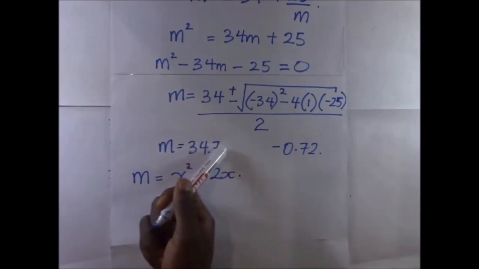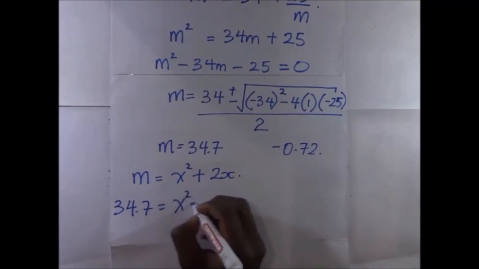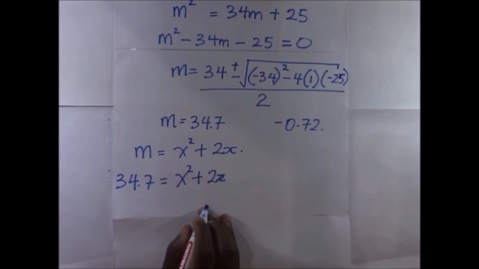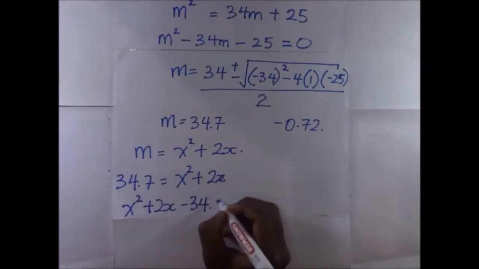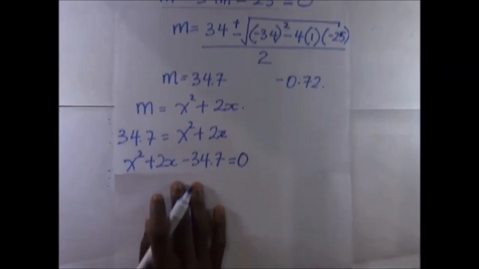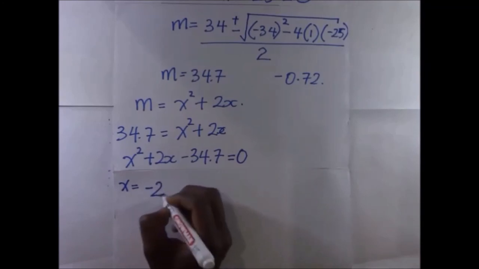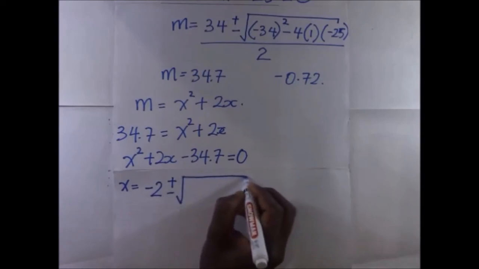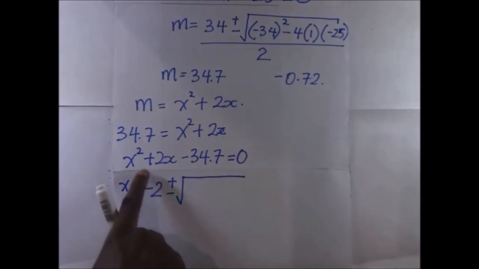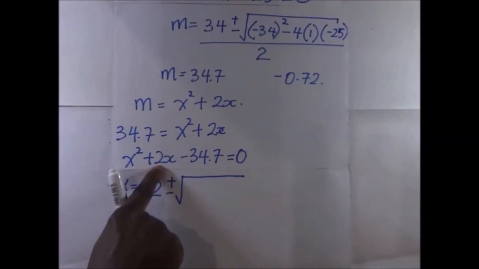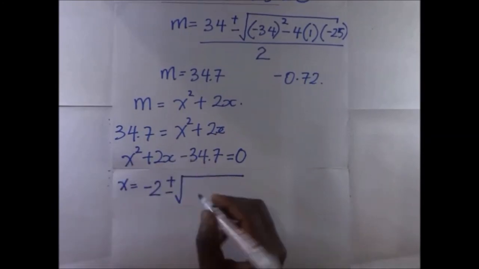Now what happens when m is 34.7? What are we going to get? So when m is 34.7, it means that 34.7 is going to be equal to x squared plus 2x. So we are going to end up here with a quadratic expression, which is going to be x squared plus 2x minus 34.7. That is, if we rearrange it, it's going to be equal to 0. So meaning from this quadratic equation, our value of x is going to be minus 2 plus or minus b squared minus 4ac, because here the term is b squared minus 4ac. B is 2. So it is 2 squared minus 4 times a, a is 1, times c. C is negative 34.7.